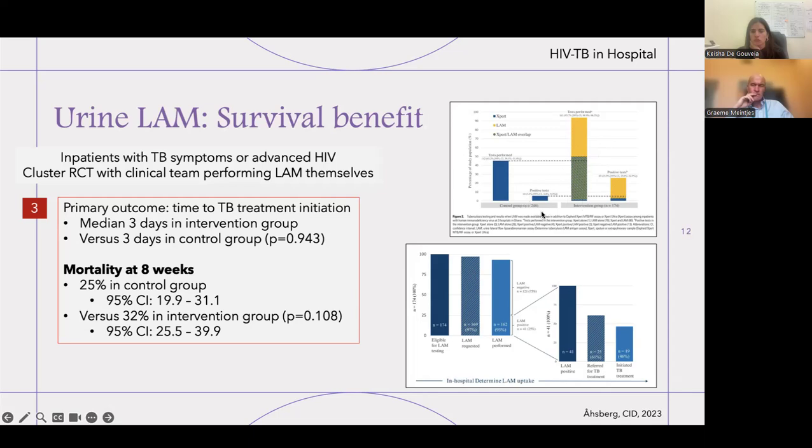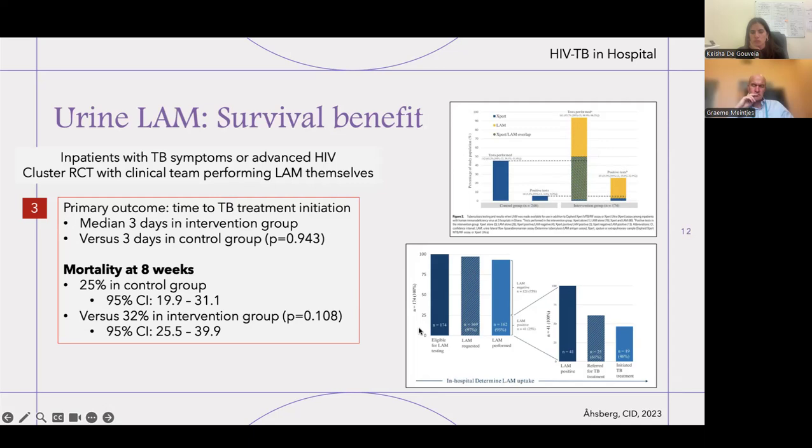And in these other plots, you can see how many tests were positive. So the proportion of TB tests when just relying on Xpert sat at around 5%, but once we had LAM available, many more diagnoses were made. But despite these diagnoses, as we heard from the primary outcome, there wasn't a difference in time to treatment initiation.